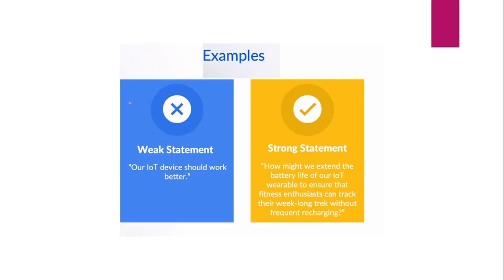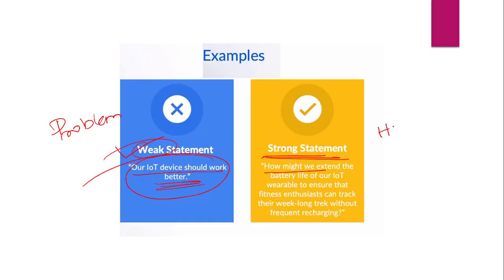So here you can see the weak problem statement: our IoT device should work better. This is the kind of statement that is very weak, and it is never up to the mark of a problem statement. While talking about the strong statement, you can see the How Might We questions. We have seen this module. How might we?